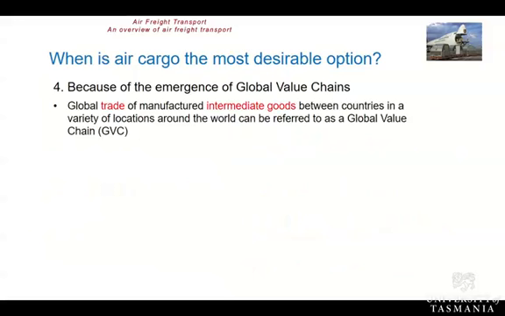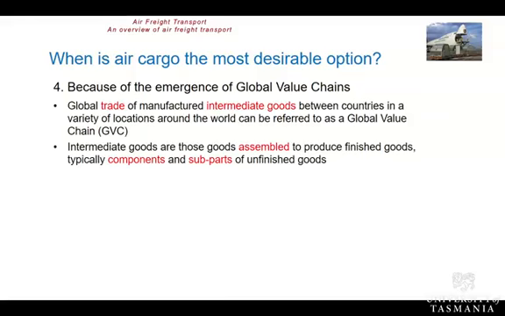And the other aspect where I guess air cargo has become that desirable option is because it fits very nicely into this idea of a global value chain. Now, global value chain is this idea that various locations around the globe are producing intermediate goods, which are goods that go into that final product when it's finally assembled. And generally, to make that business model work, you need an efficient movement of goods around the globe until it gets to the final assembly point. And air cargo can deliver those opportunities.